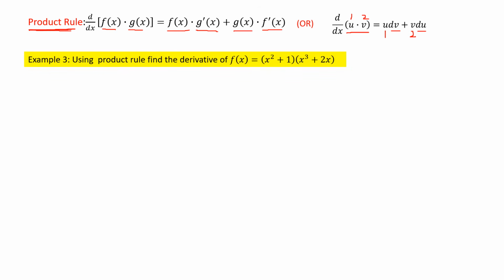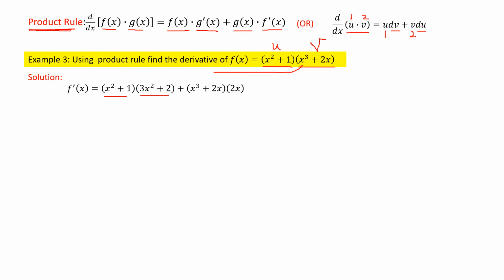Let us see one example. Using the product rule, find the derivative of the function f of x equal to x squared plus 1 times x power 3 plus 2x. Here it is easy to see this is my u and this is my second function v. Now by applying the product rule, we get u times the derivative of v. What is the derivative of v? The derivative of x power 3 will give you 3x power 2.